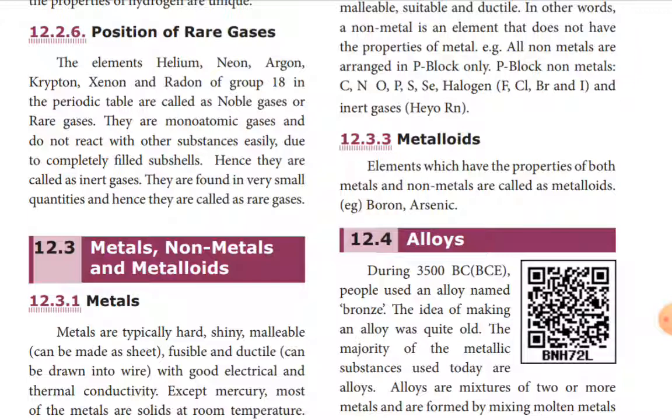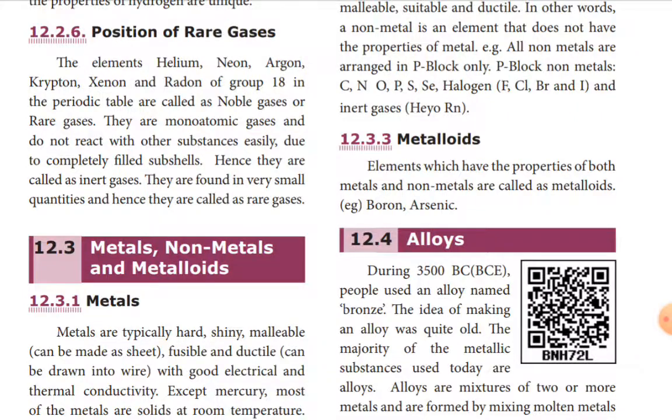So the question will be asked: why are the noble gases called rare gases or inert gases? Rare gases, because they are found in very small quantity. That's why they are called rare gases. Inert gases, because they do not react with other substances easily. So they are called inert gases.